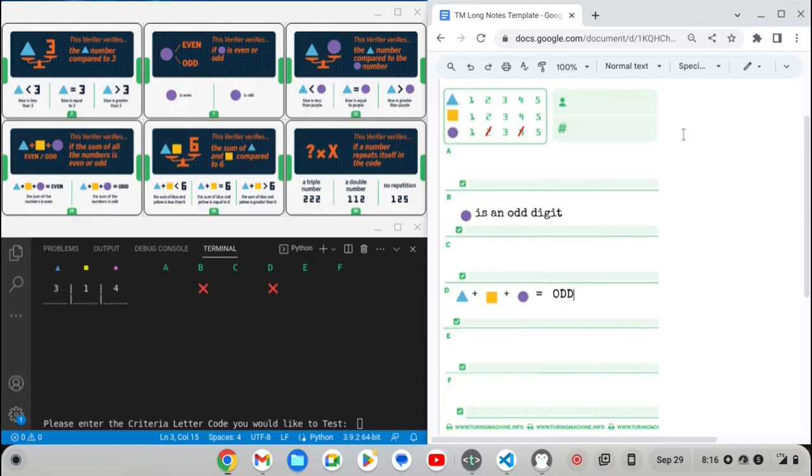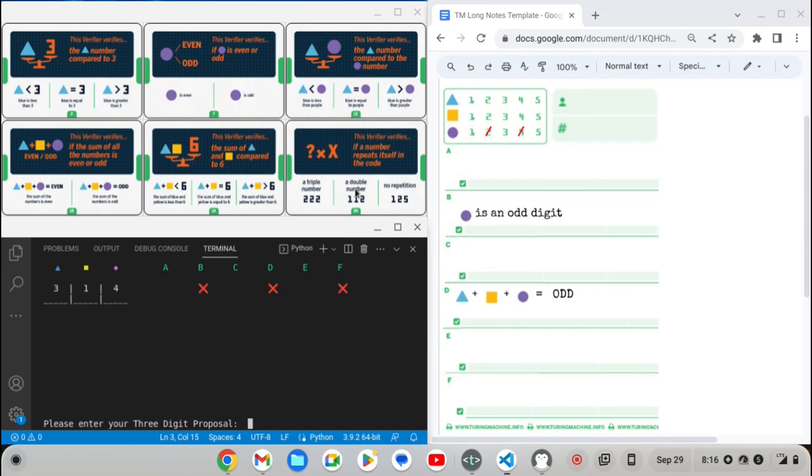And let's go ahead and then test criteria card F. Okay, so again, the Turing Machine does not approve of my proposal. Notice that 314, there are no repetitions, but the Turing Machine does not agree with that. So we're looking at either a double number or a triple number.